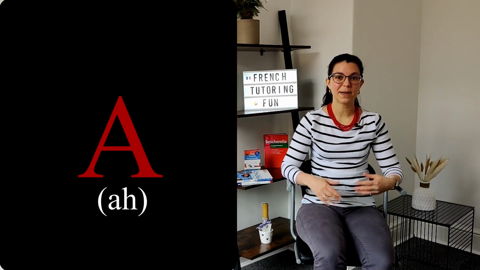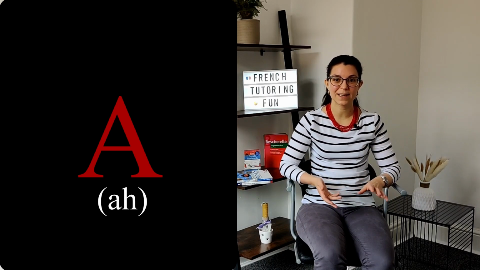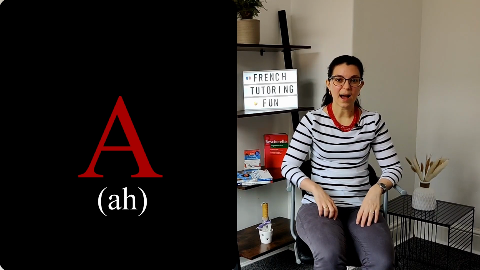We will start with the alphabet. A. So A, my tongue is at the bottom of my mouth and the mouth is widely open. So A. Perfect. A. B.